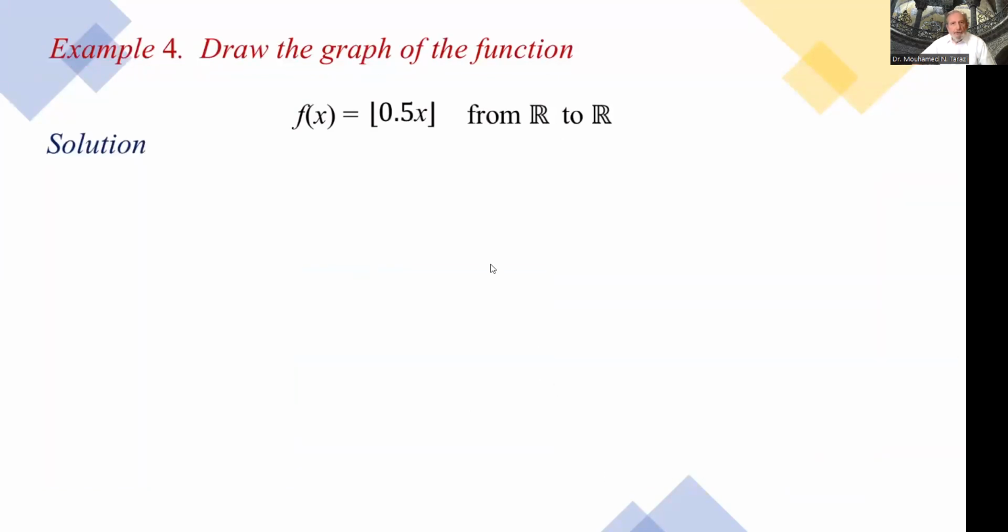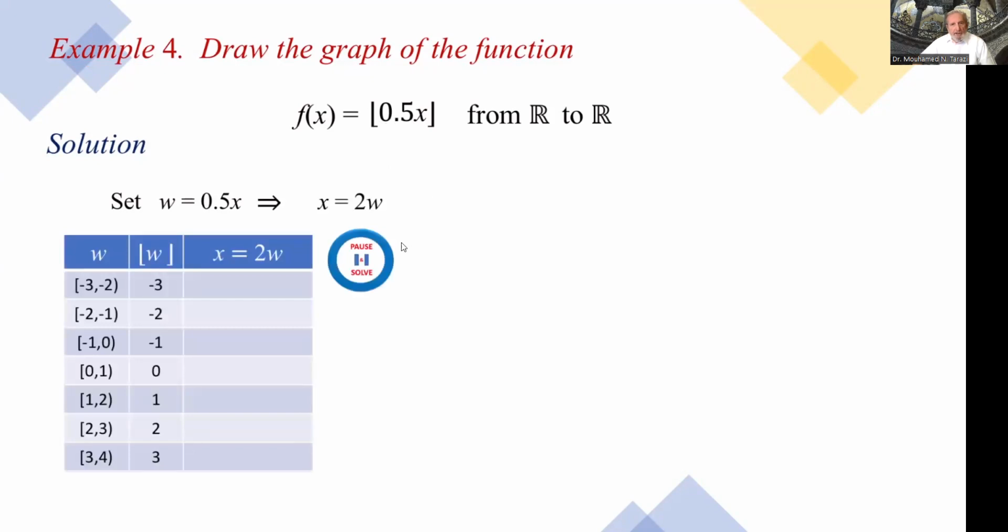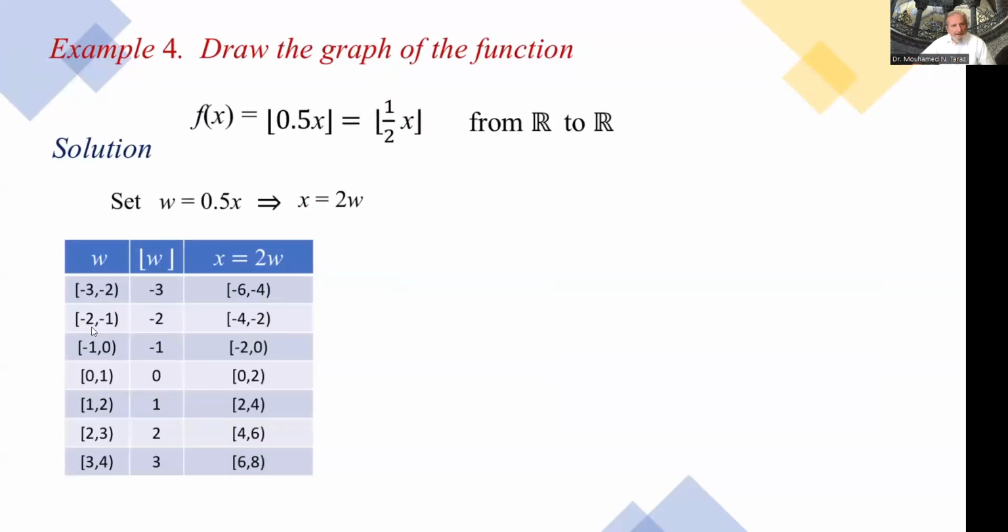Now I'm going to draw f(x) equals 1/2 of x, 0.5x. Again, you call this w, and then x is 2w. We make this table. Now, every time you see this, pause and solve. You may pause the video, solve the problem, and come back and check your answer. So here x is twice w, so that would be -6, -4, -4, -2, and you get all of this here. When you have 3, 4 here, you get 6, 8. 2, 3, you get 4, 6.